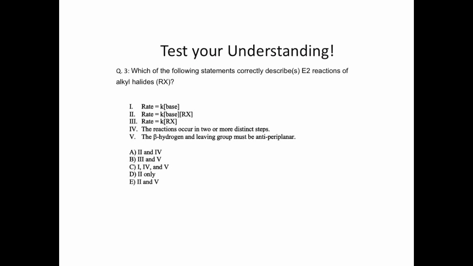Which of the following statements correctly describes an E2 reaction? 1. The rate is equal to a constant times the concentration of the base. 2. The rate is equal to a constant times the concentration of the base times the concentration of the alkyl halide. 3. The rate is equal to a constant times the concentration of the alkyl halide. 4. The reaction occurs in two or more steps. And 5. The beta hydrogen and the leaving group must be anti-periplanar.